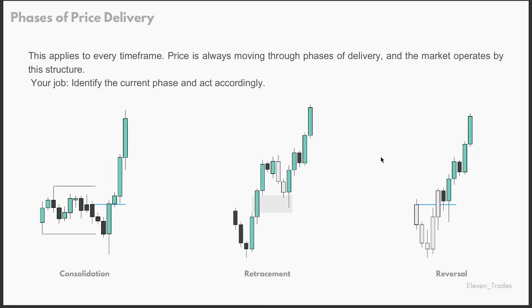And also every phase of price delivery is leaving a reversal on the lower time frames. For example, if we talk about the consolidation and manipulation, this candle is a reversal on the lower time frame. This retracement followed by expansion is also a reversal on the lower time frame, and mid-expansion is also a reversal on the lower time frame. Now we will go into the next component.